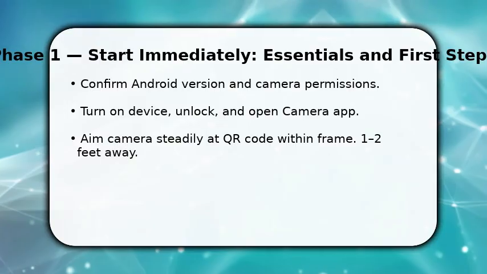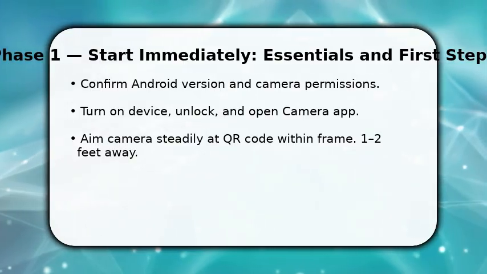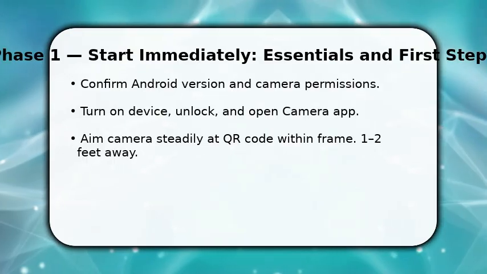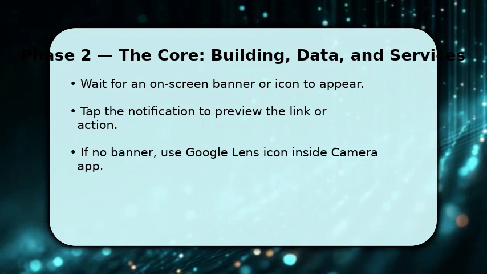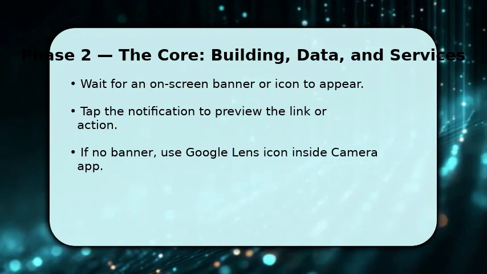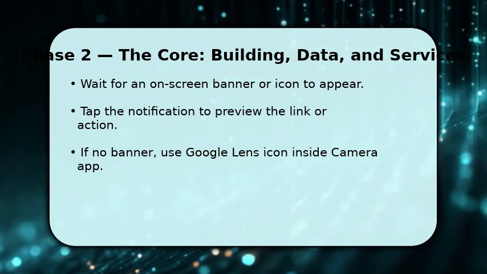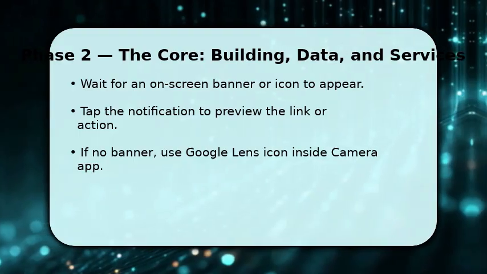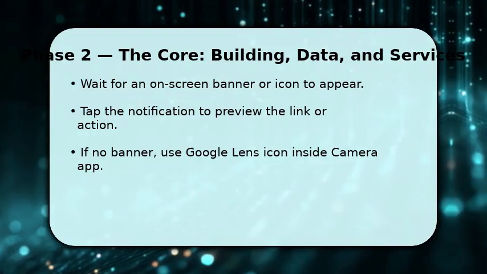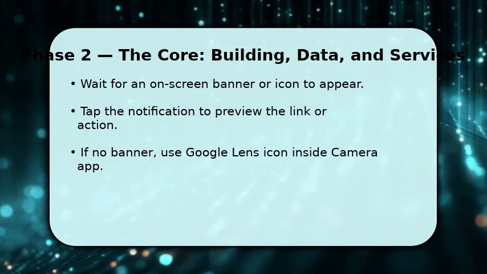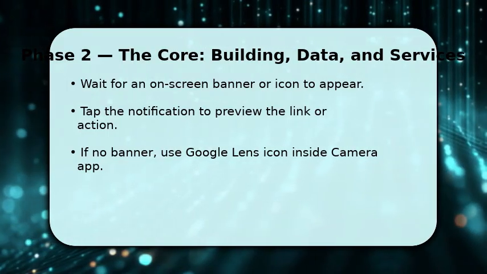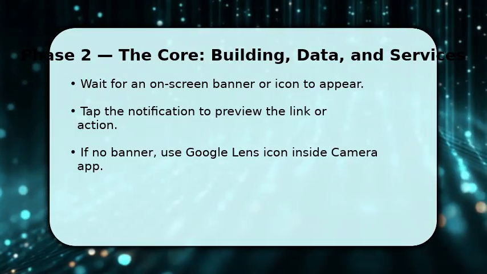Once the code is visible, the phone analyzes the pattern automatically, which is why framing and focus matter for a reliable read. Once the camera recognizes the QR, an on-screen banner or small icon appears. This is Android translating the code into an action. Tap that banner promptly to see the link, contact, or Wi-Fi details. Do not assume it opens automatically because some phones require a tap for security reasons.